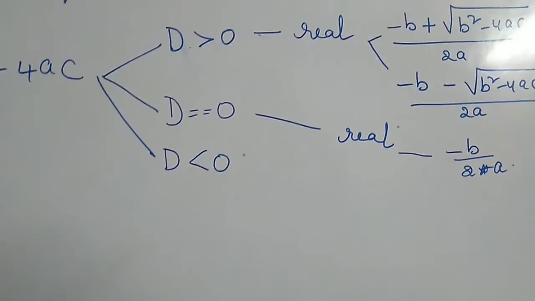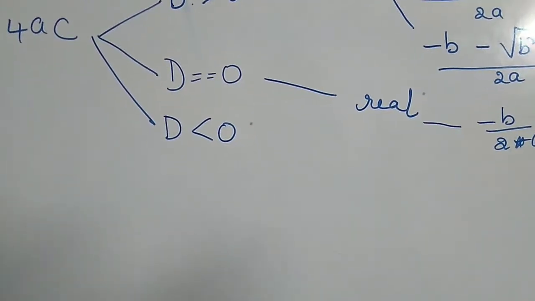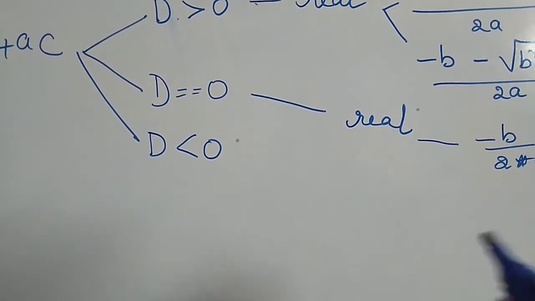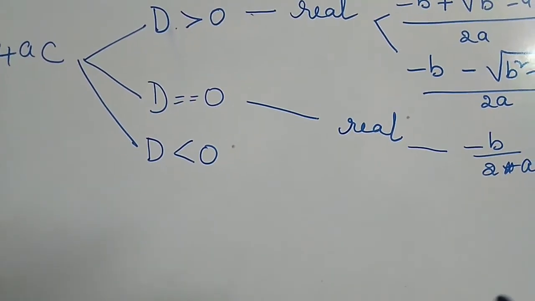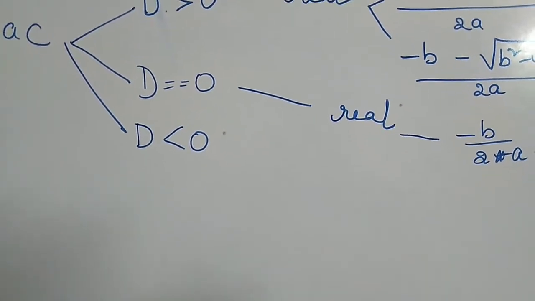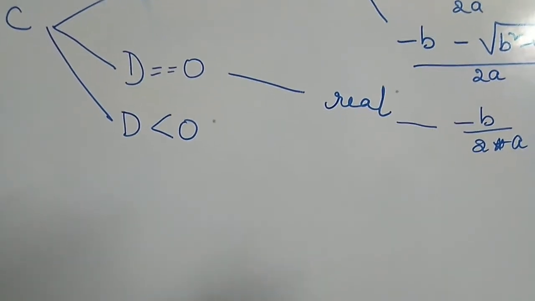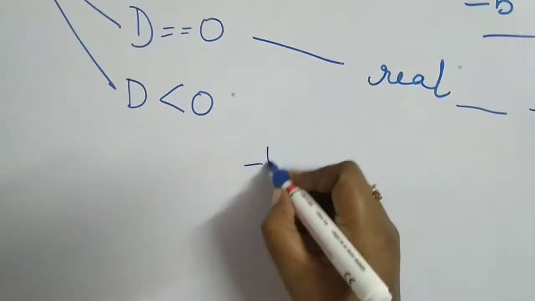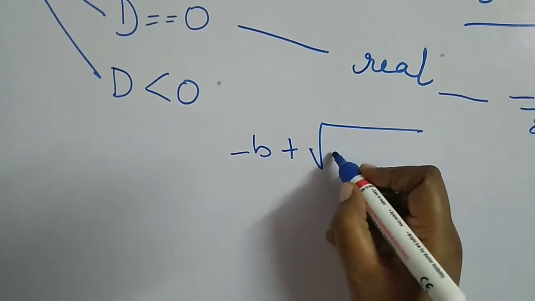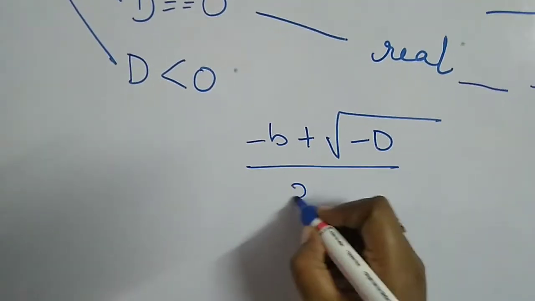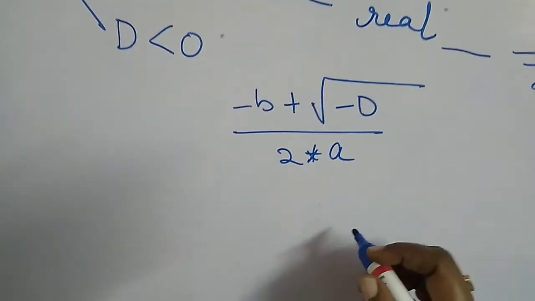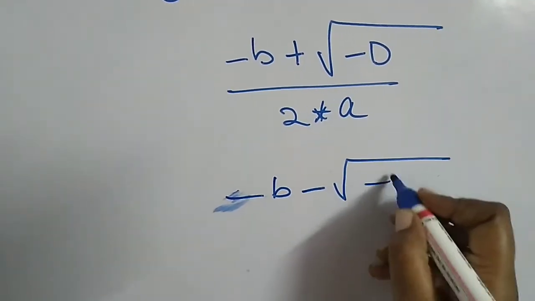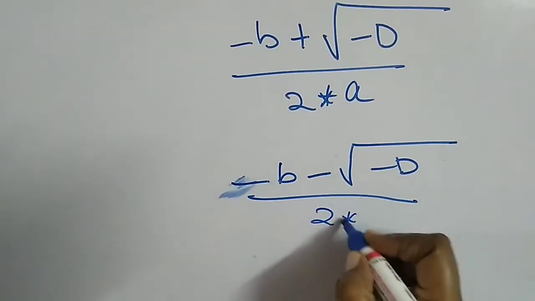The third case is where d is less than 0. So there is a negative number. For the negative number, the roots are imaginary and they are different. There will be two roots and the roots will be different. Root 1 and root 2 are different and they are imaginary, like a complex number, because d is less than 0. It will be minus b plus root of minus d by 2 into a. So this is one root, and the other root is minus b minus root of minus d by 2 into a.